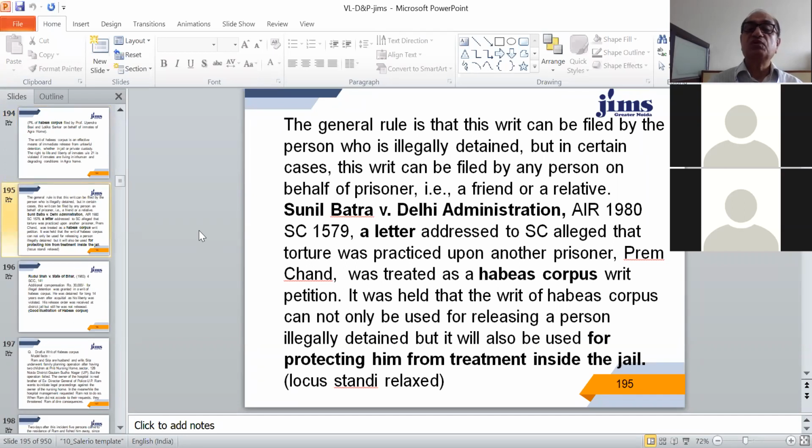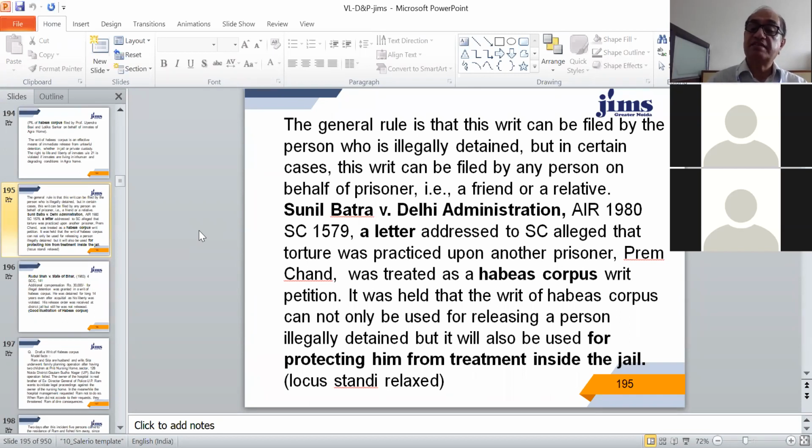Dear students, the general rule is that this writ can be filed by the person who is illegally detained. But in certain cases, this writ can be filed by any person on behalf of a prisoner. Any one of his friends or relatives can file this writ. The example is Sunil Batra versus Delhi Administration, wherein a letter addressed to the Supreme Court alleged that torture was being practiced upon another prisoner, Premchand.